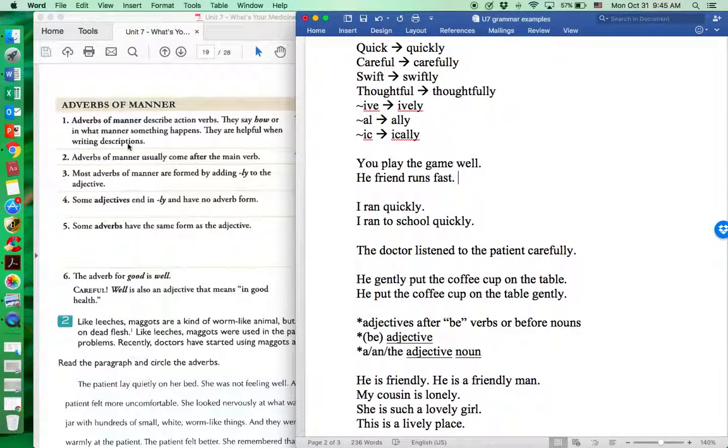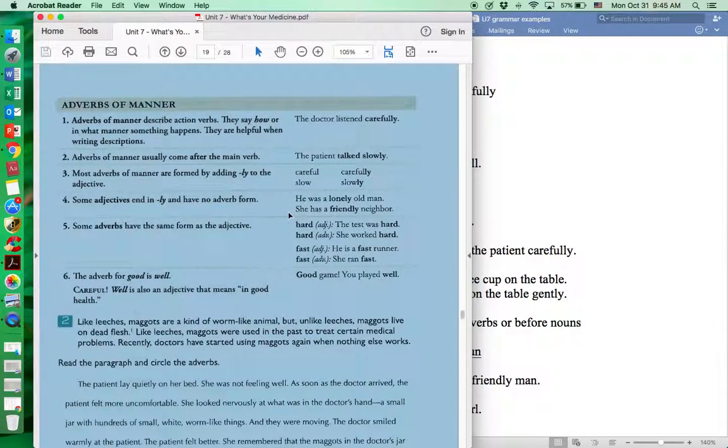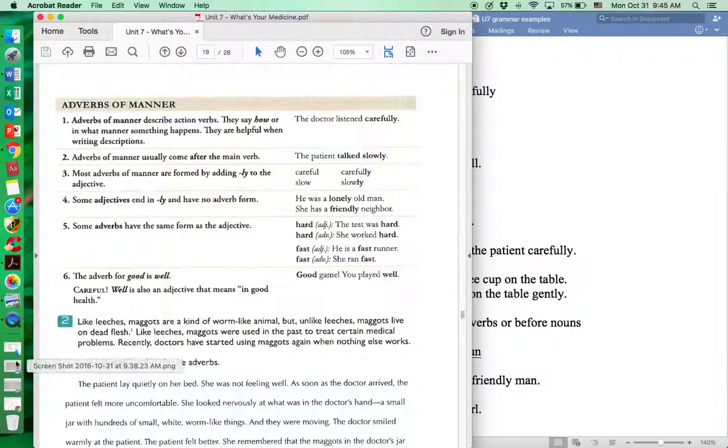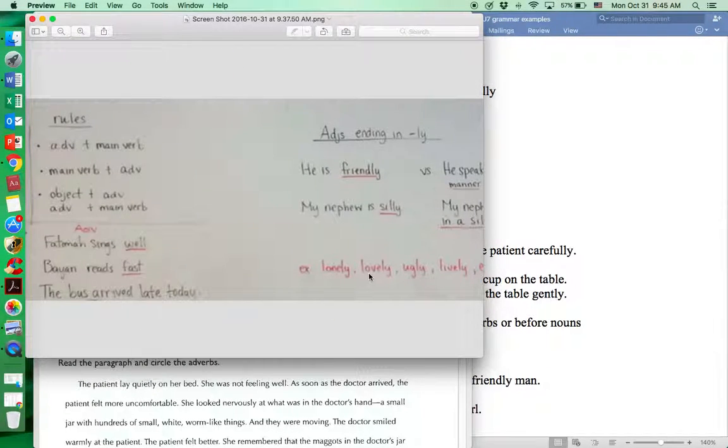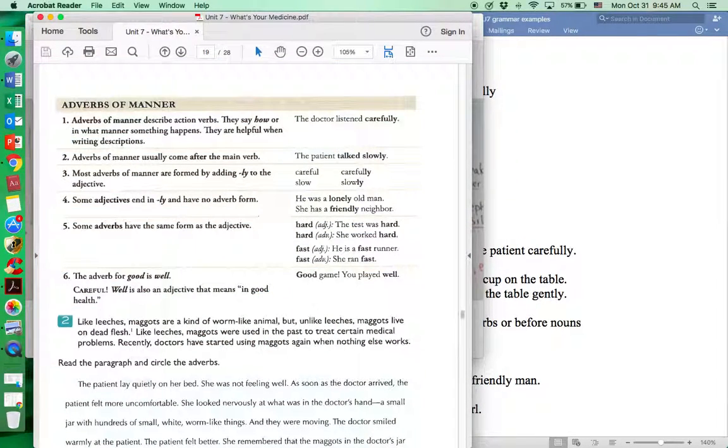Usually, most adverbs of manner are found by adding ly to the adjective. I already went over that. Some adjectives end in ly and have no adverb form. Those are important to remember. Things like lonely, friendly, and a couple others, such as lovely, ugly, lively, and there are still more. Not every ly word is an adverb. That's the important thing to remember. And you'll be able to tell if it's an adverb or an adjective by where it comes in the sentence, what comes before it, what comes after it.